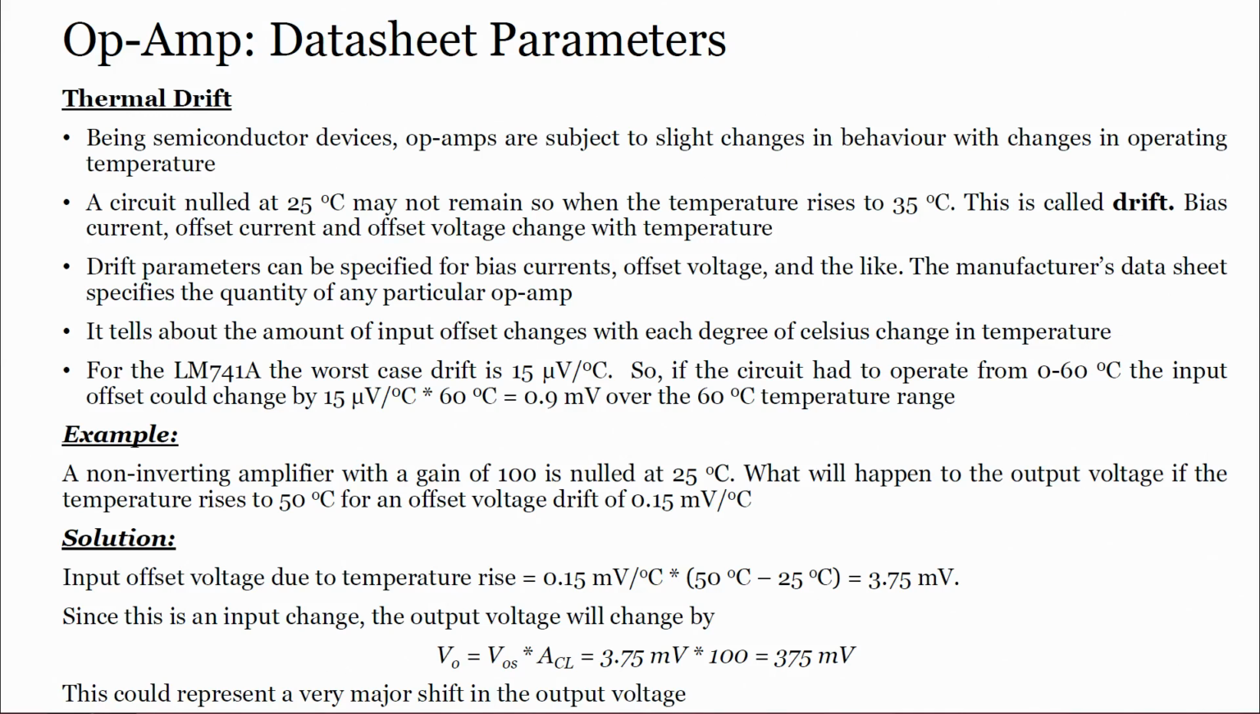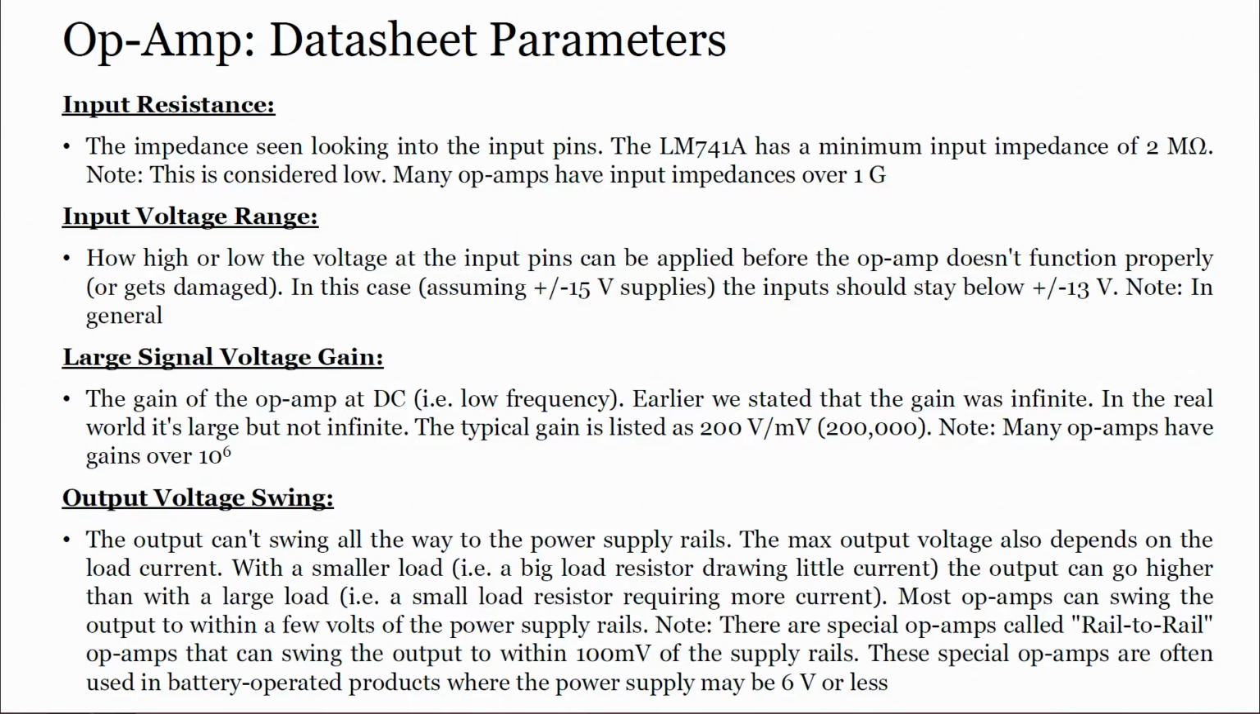Thus, it is very important to understand the thermal drift, and based on the thermal drift, at different temperatures, you have to nullify your op amp, or you should understand the temperature compensation circuits. So, other parameters: input resistance, input voltage range, large signal voltage gain, output voltage swing.